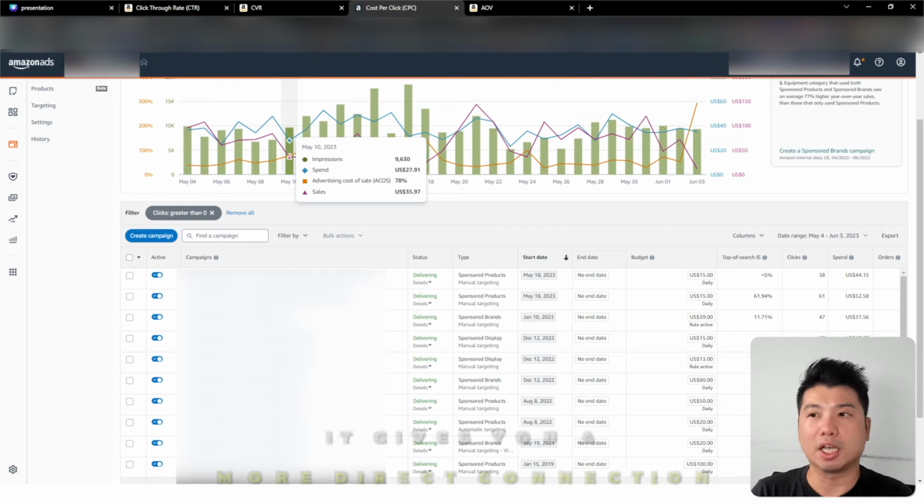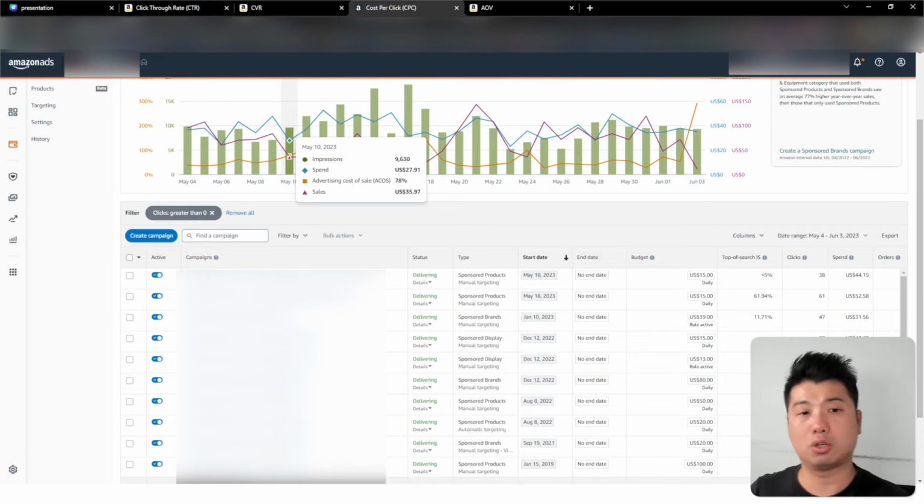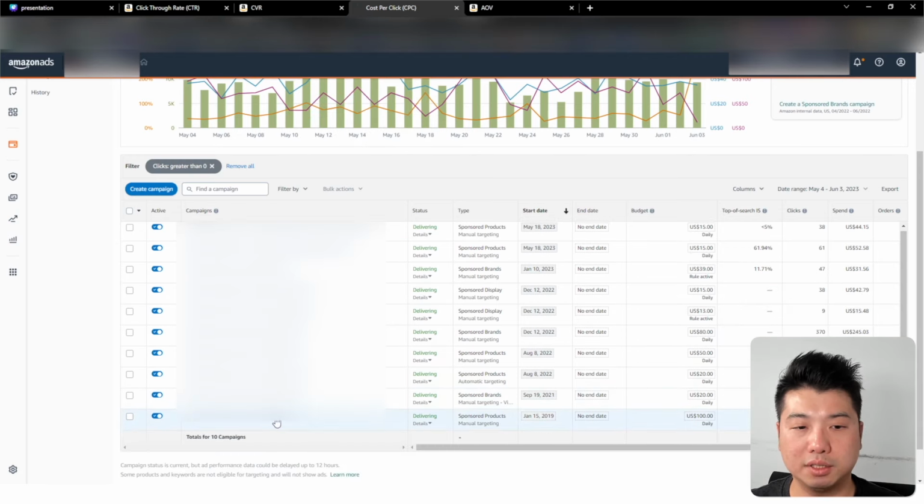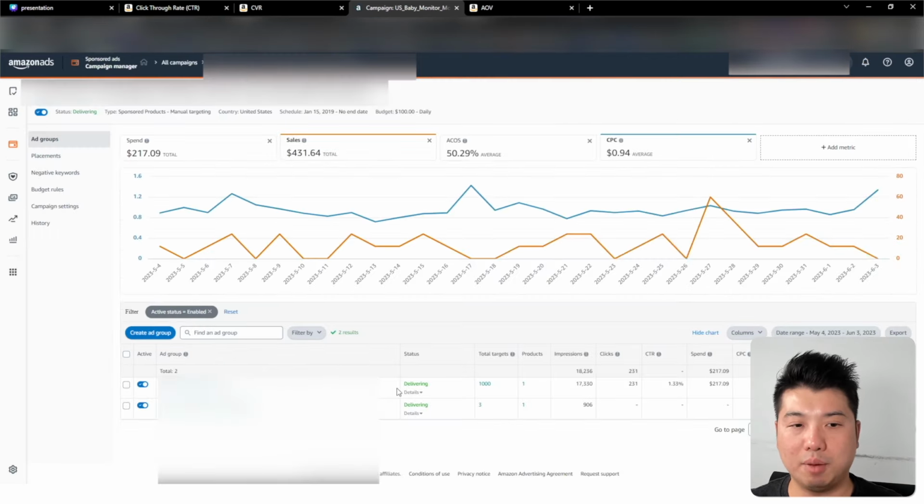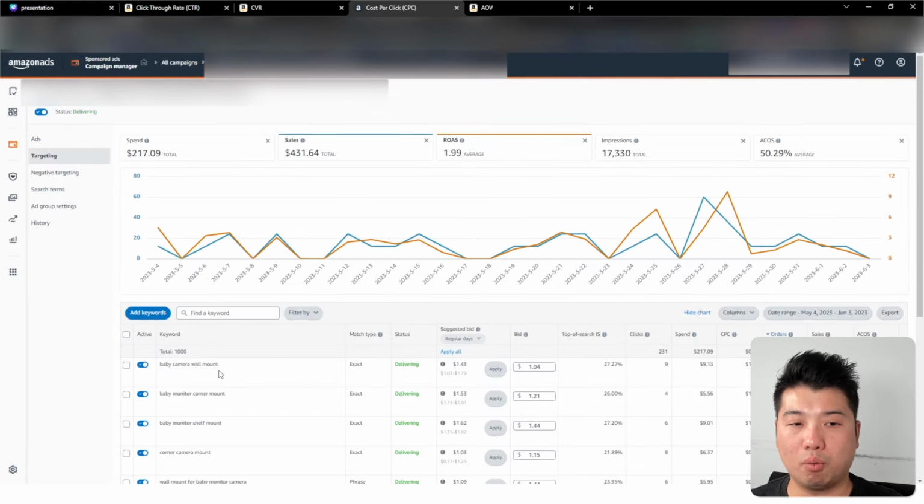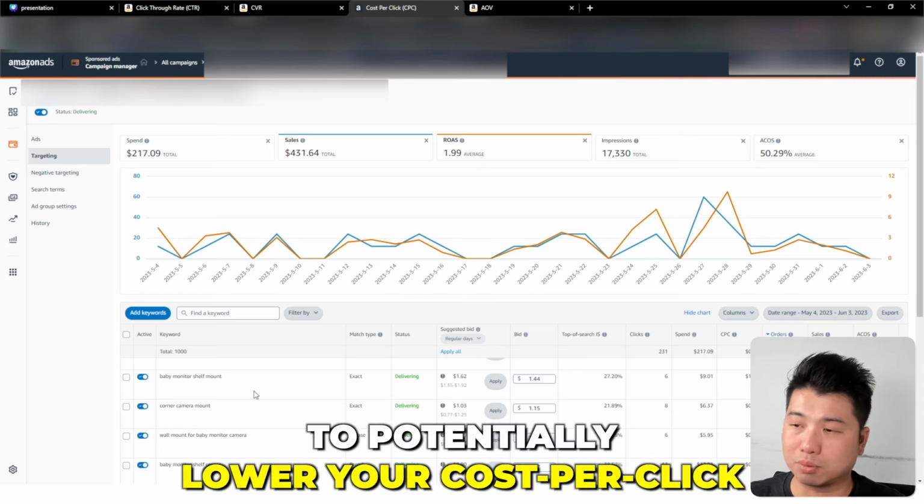So basically it gives you a direct connection from that keyword to your product, right? In my case, you see a lot of the keywords that I'm bidding for have at least 3 words to them. So you can see baby camera wall mount, corner camera mount, instead of just camera mount, for example. These are the more long tail keywords that you can use to potentially lower your cost per click and make your keyword more relevant.